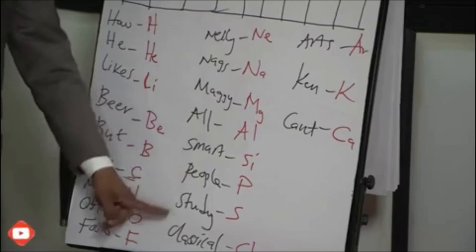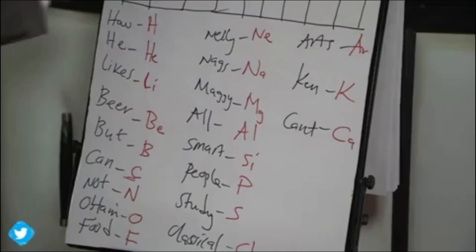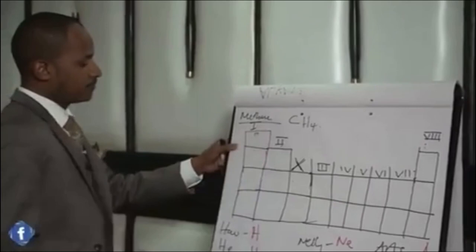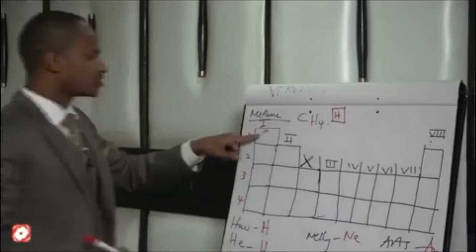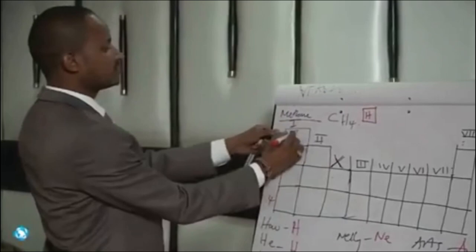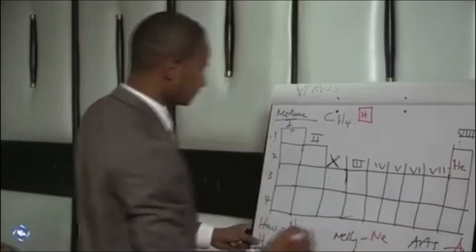So when you put them in the periodic table, we used to put hydrogen here. These are period 1, period 2, period 3, period 4 elements. So nowadays we write our hydrogen here. Why? Because group 1 elements are metals. So instead of writing it here, you write it here. Then from hydrogen, you write helium, then lithium, beryllium.